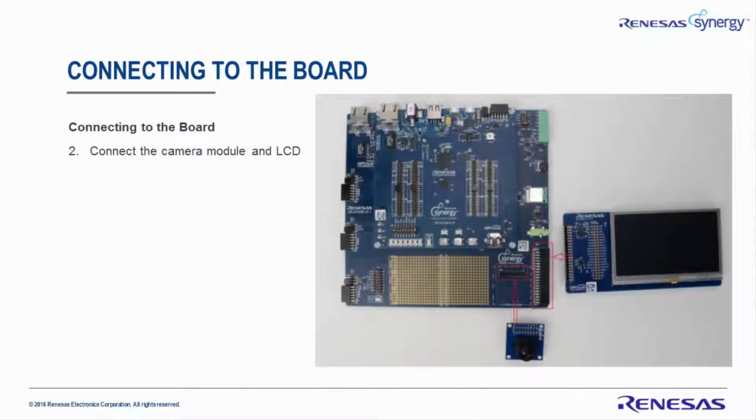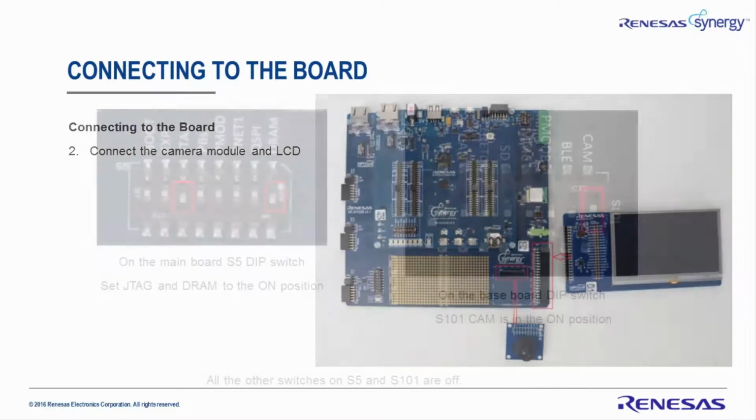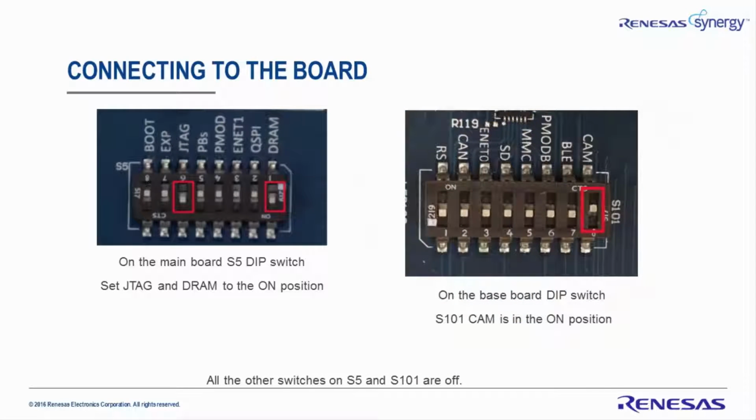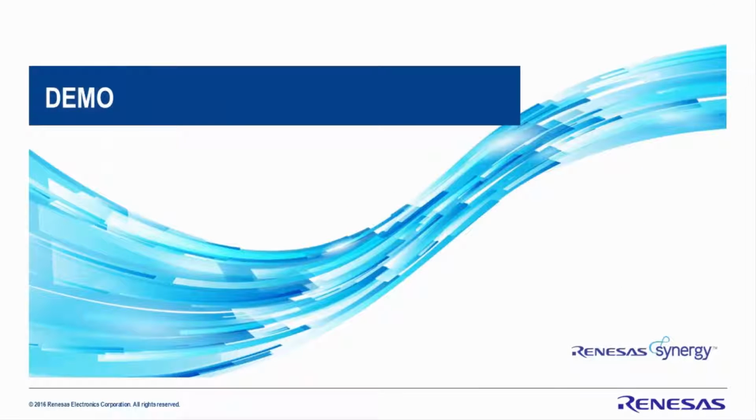Next, you want to connect the camera module and the LCD. We then want to set up the DIP switches on two different DIP switch locations. Located on the main board, the S5 DIP switch, you want to set the JTAG and the DRAM switches to the on position. On the base board, DIP switch S101, you want to set the CAM to the on position. Let's take a look at the demo on how to set this up.